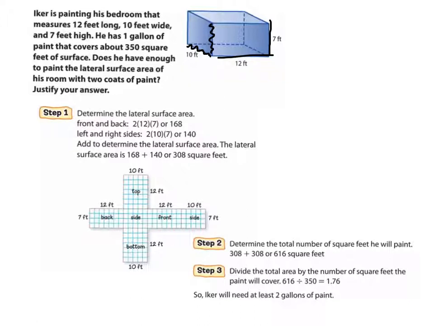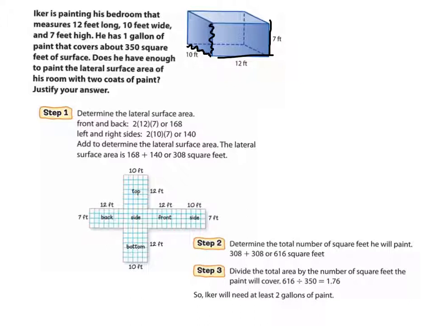Step 2. Determine the total number of square feet he will paint. So we have 308 plus 308, or 616 square feet. Step 3. Divide the total area by the number of square feet the paint will cover. In our problem, it says that 1 gallon will cover 350 square feet.